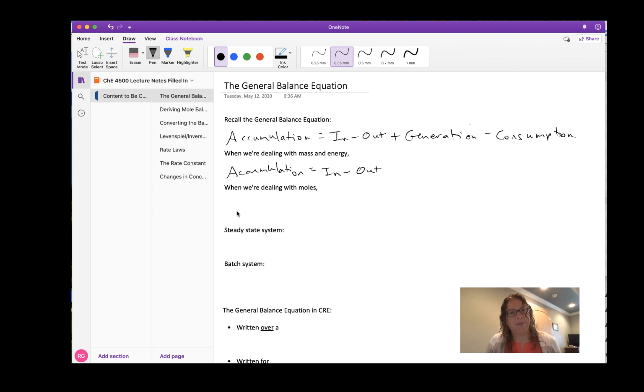Now, if we were to do a mass balance on that reaction, we would find no generation or consumption, but the moles can be generated or consumed. So when we're dealing with moles, the generation and consumption terms are valid.